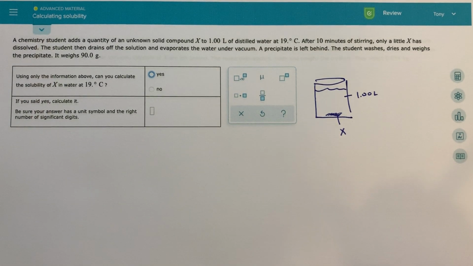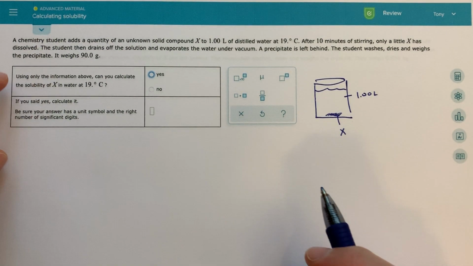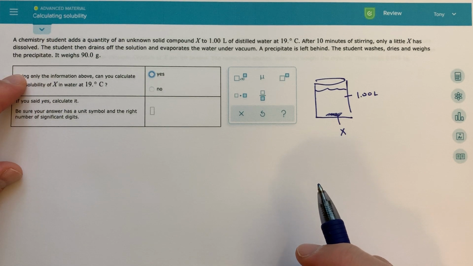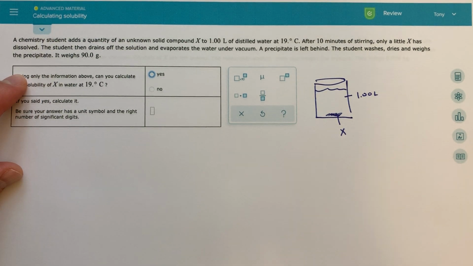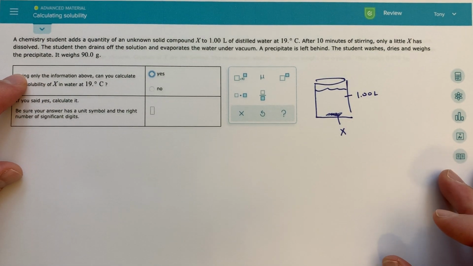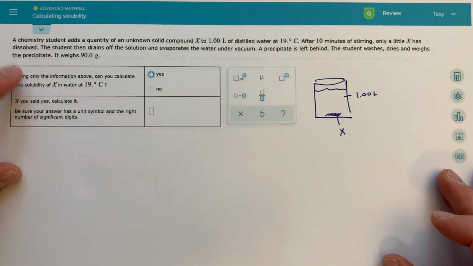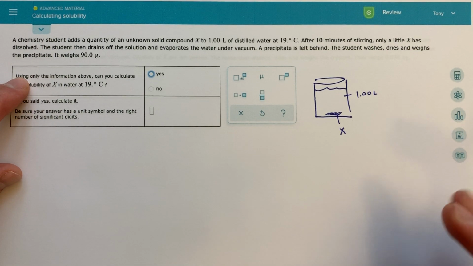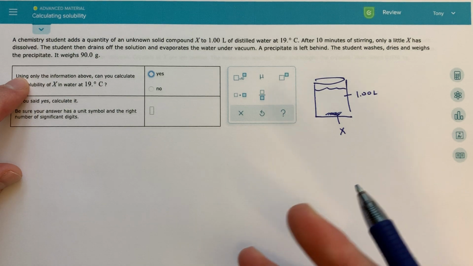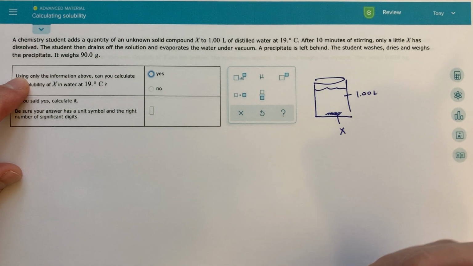So this is an ALEKS topic called calculating solubility. I'm going to go over two different instances of this topic, and really this first part of this question, this answer box, is the key aspect to understand. What we're looking for here is to really understand the concept of what's required to know that you are actually able to calculate the solubility of something.